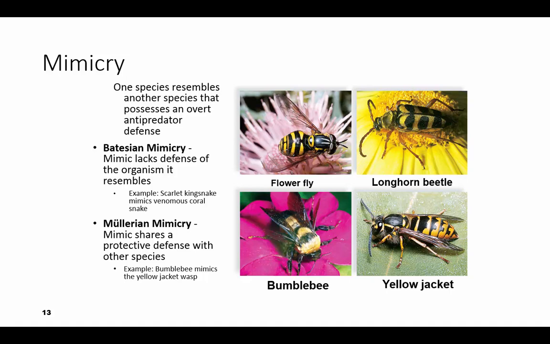You also have this Mullerian mimicry where it shares the same kind of defense that the species that it is mimicking does. For instance, a bumblebee and a yellow jacket are very similar in colors, and they both can sting. So the bumblebee mimics the yellow jacket.